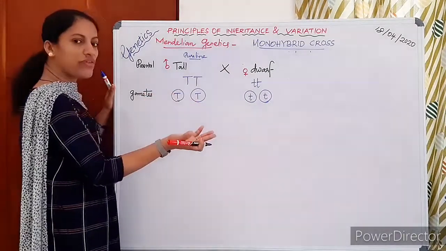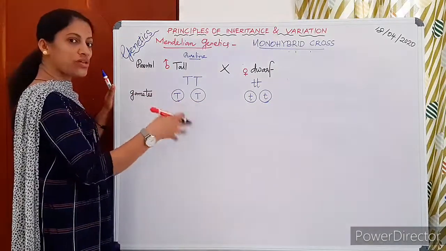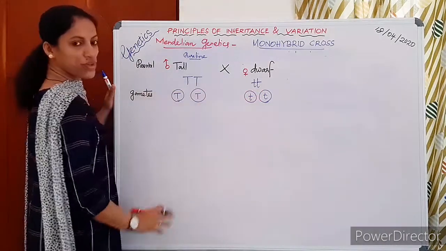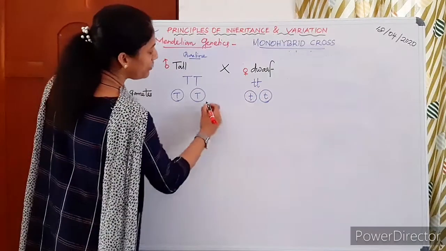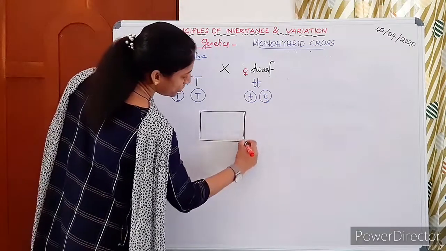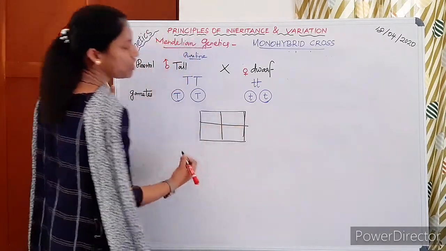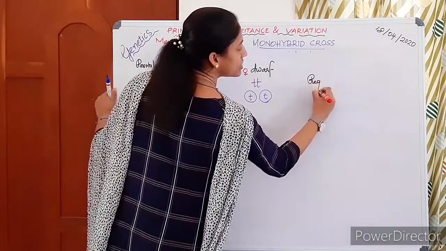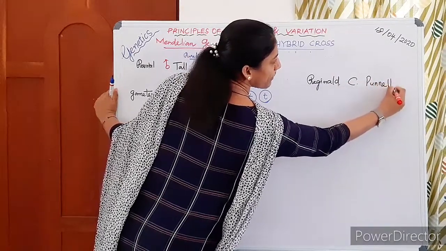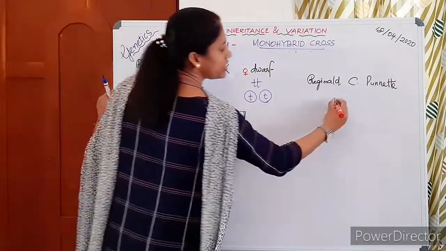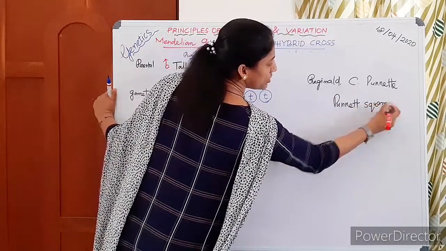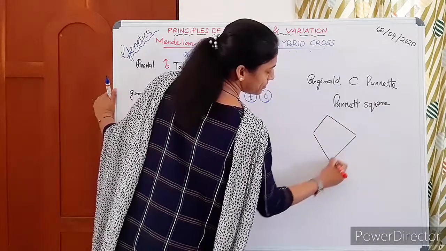Gametes, you know, have the haploid number. So out of the total chromosomes, only 50% will be in the gametes. So there is a segregation. The gametes are represented like this. And when we do the gamete combination in a Punnett square, the square board used to work out this gamete combination was developed by Reginald C. Punnett. So this square is known as the Punnett square. In your textbook the square is drawn this way.